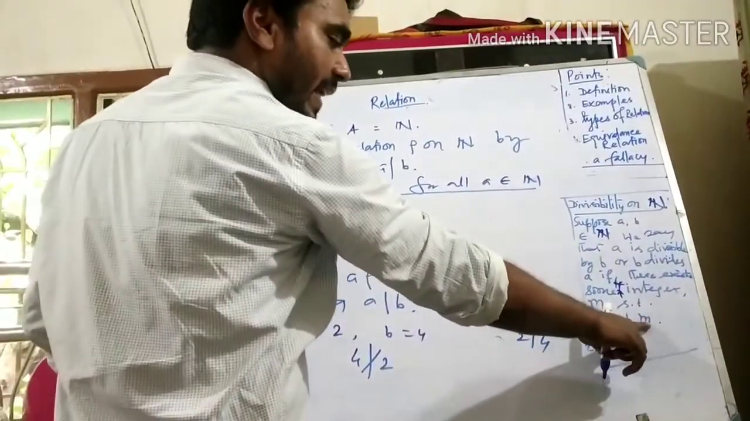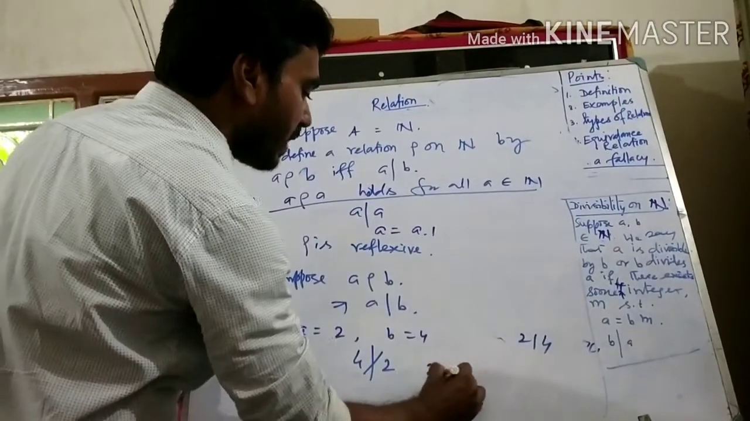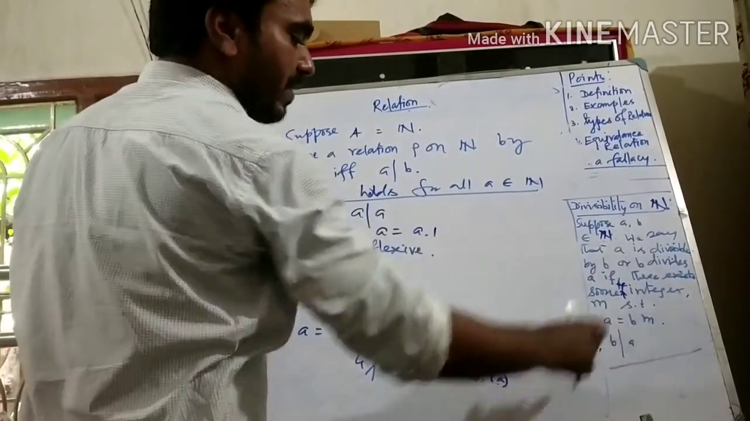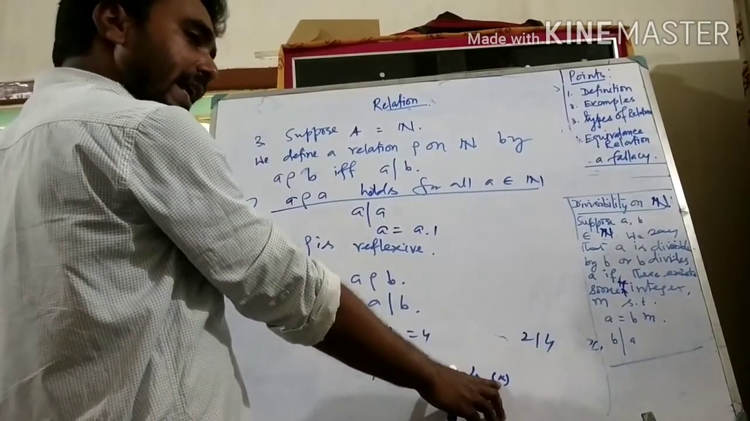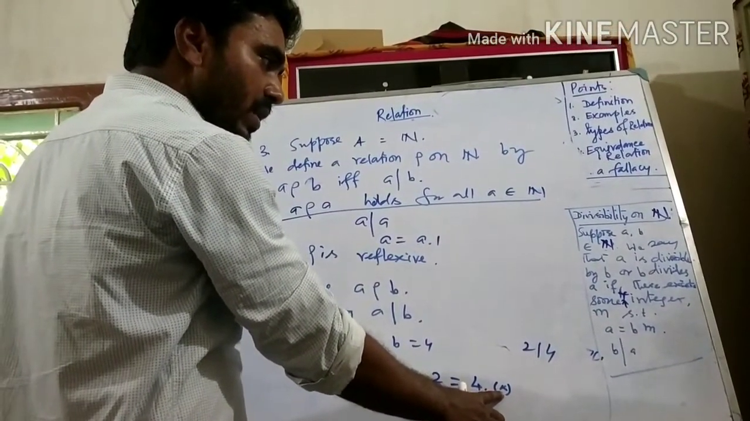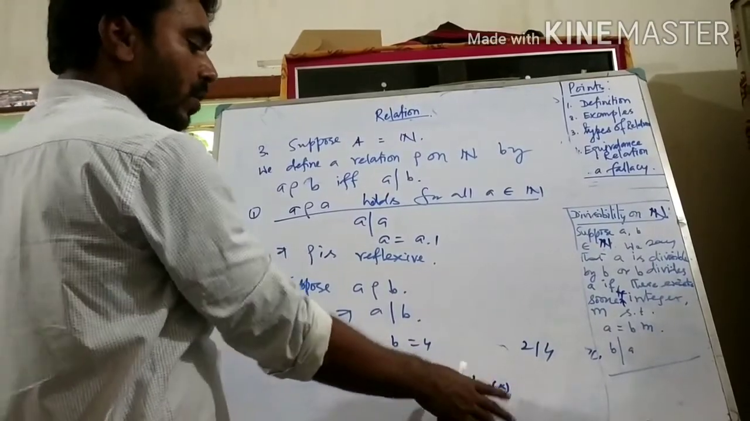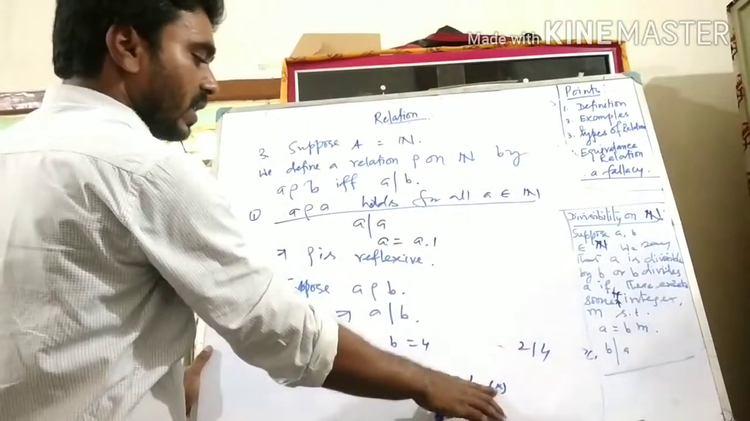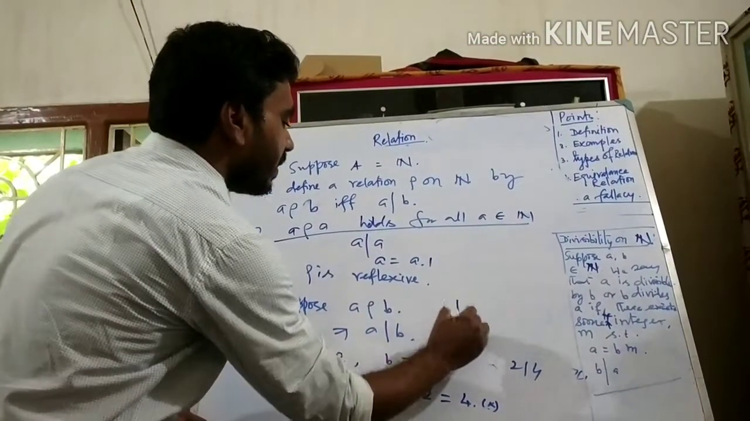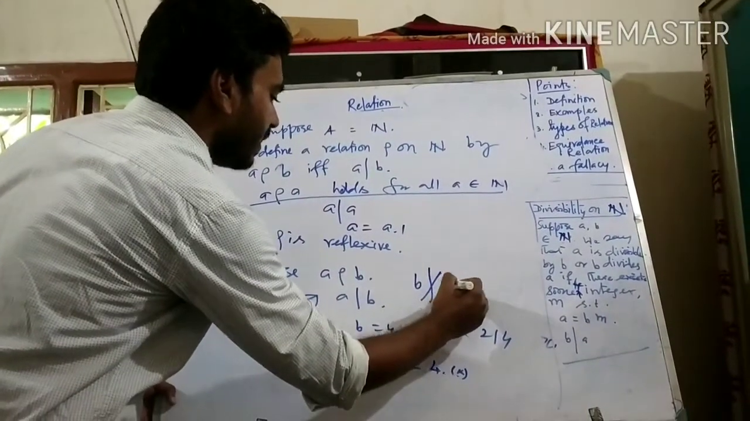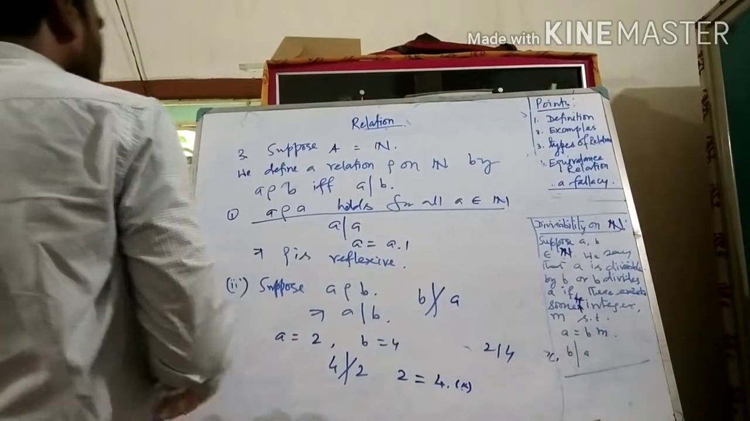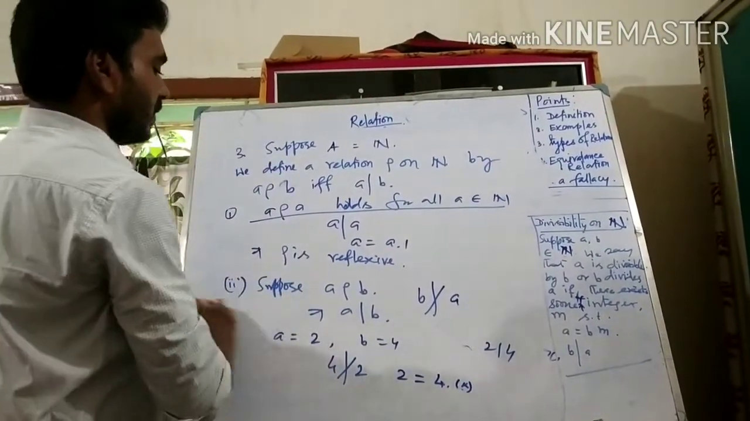Because we cannot get a positive integer for which 2 can be written as 4 into that number, and that should be a natural number from this definition. So we cannot get any positive integer k for which 4 into k gives 2. We cannot get such a k. So B does not divide A always. So this relation is not symmetric.